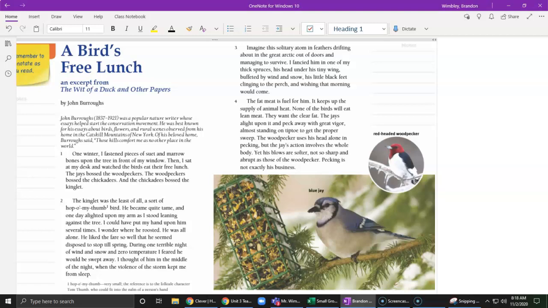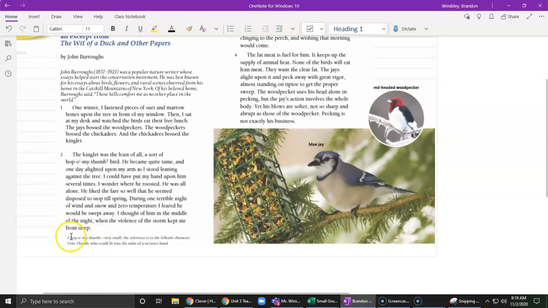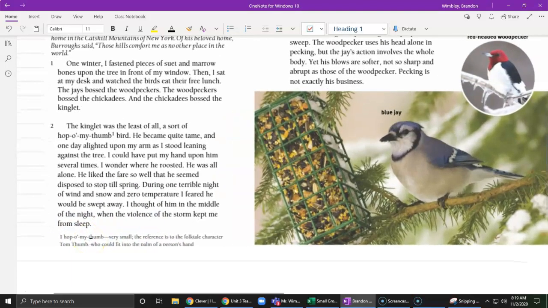So remember, skillful readers preview a text before they read. So just looking and skimming through this page, what do you notice? Well, I noticed right away that there is a picture of some birds, so that's probably what this text is going to be about. But I also noticed down here at the bottom, there's this thing called a footnote. It's a different font size, and you see it's even a different color.